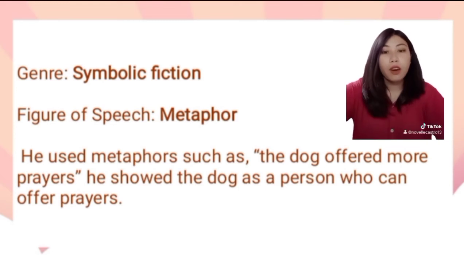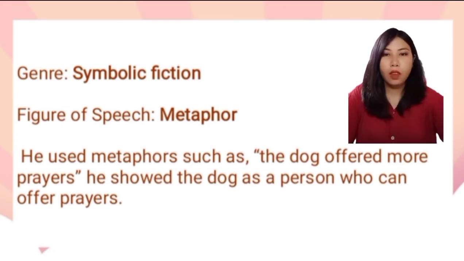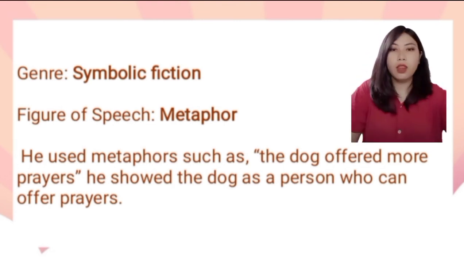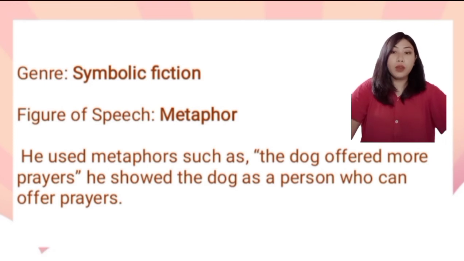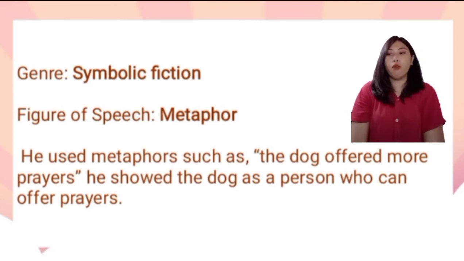The story A Dark Brown Dog is a symbolism fiction because in the story it is clearly stated that the father will mistreat or torture the dog if ever the boy is not around. It symbolizes the writer's message to the readers that animals also have feelings and life, and they deserve to be treated well and nurtured as well. And now let us proceed to the figures of speech, and the figure of speech is a metaphor. He used metaphors such as the dog offered more prayers. So he showed the dog as a person who can offer prayers.